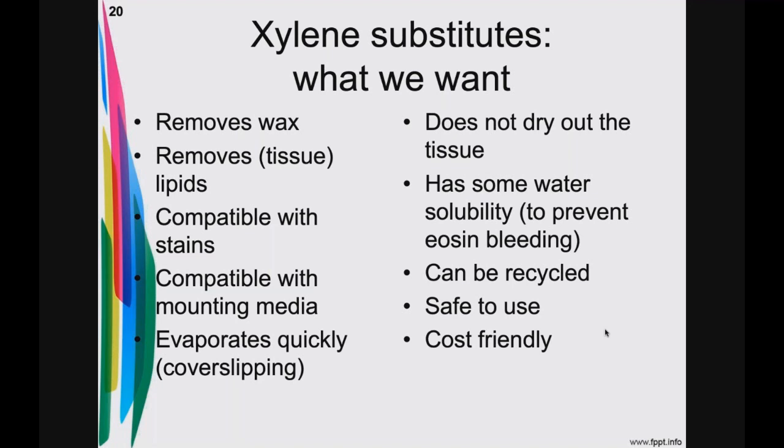We want it to remove the lipids, so that we can handle fatty tissues. It's got to have compatibility with stains and mounting media. It's got to evaporate quickly. We're used to that. But at the same time, we don't want it to dry out the tissue. We want it to have some water solubility. We don't want that eosin bleeding. And for financial reasons, we want it to be recyclable.